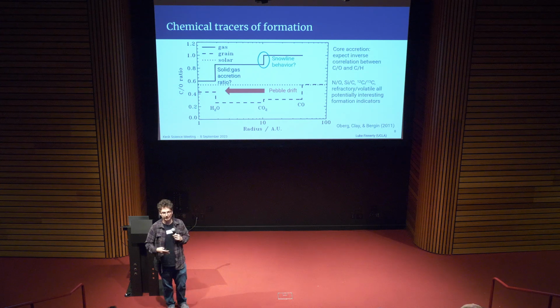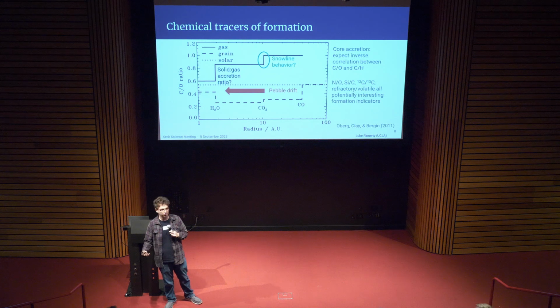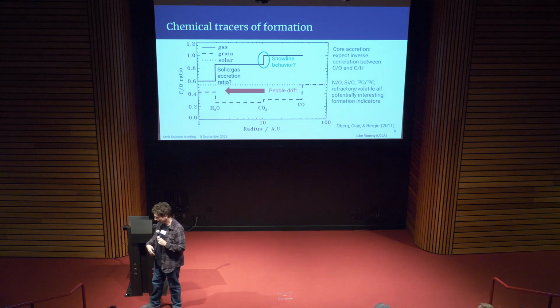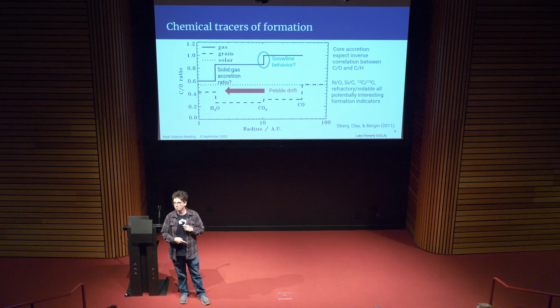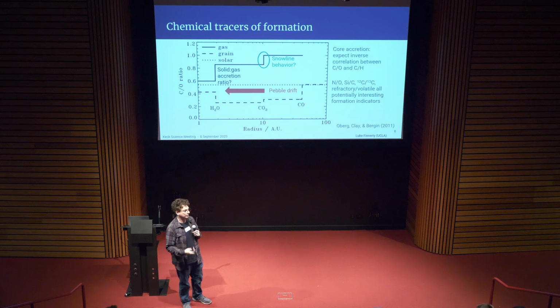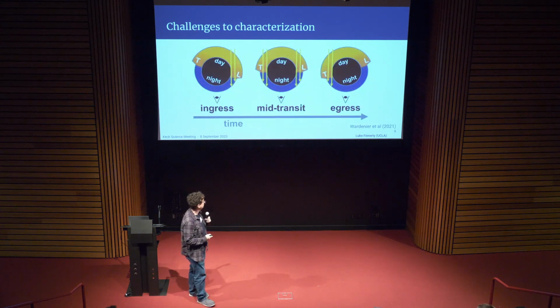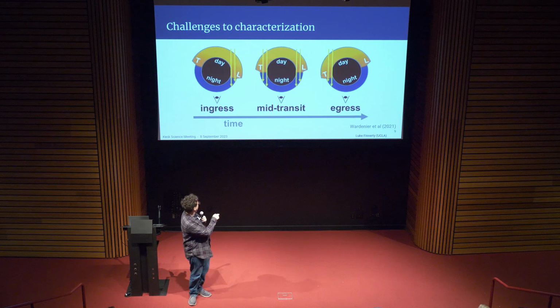And so the predictions that have come out from sort of these further iterations is that for core accretion, we expect an inverse correlation between a giant planet atmosphere's C to O ratio and its metallicity. And we've also identified a bunch of other interesting potential tracers of the planet formation process. That really suggests if we want to understand these planets, we want to understand their formation, we want really detailed chemical characterization.